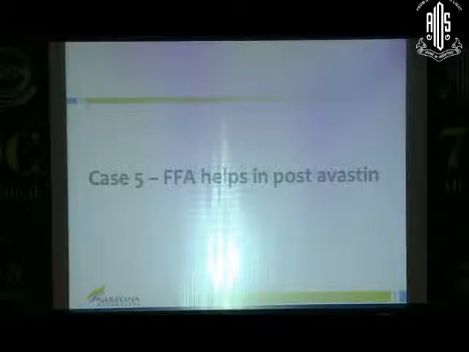Now, to illustrate the use of angiogram after post-Avastin cases, this baby was given Avastin and laser in another state, came for another opinion. 9 months of corrected age, mind you.